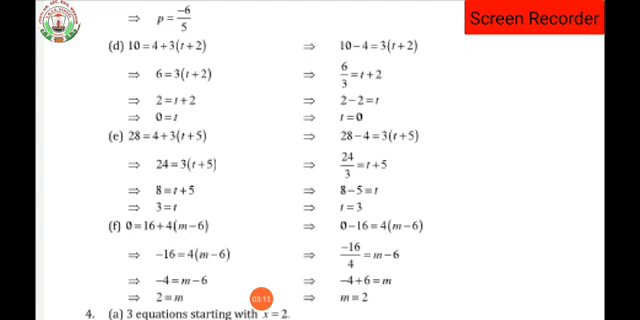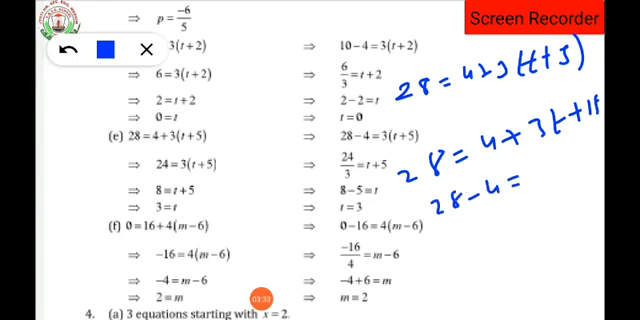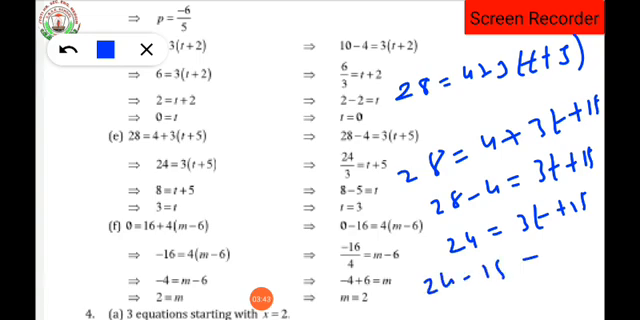Now similarly, you have to carry on for the E and F part of this question. What is the question of the E part? That is 28 is equals to 4 plus 3 into t plus 5. This is the question we are having. So 28 is equals to 4 plus 3t plus 15. Okay, so 28 minus 4 is equals to 3t plus 15. So 28 minus 4 will be 24 is equals to 3t plus 15. Now 15 will be subtracted from 24 in order to get the required answer, isn't it?